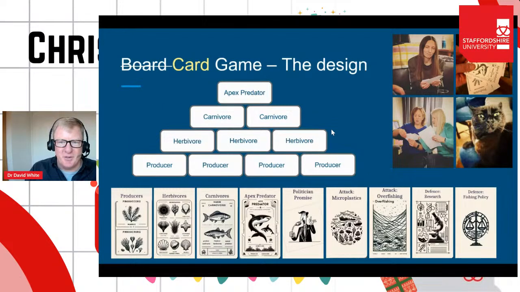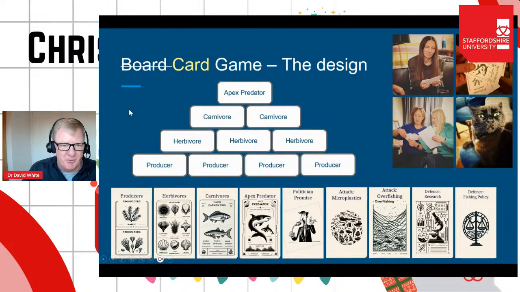So we had a card game, and we actually had a play test night as well. We designed some cards, and the idea is that you can work in teams, with teams competing against each other, or you can work as an individual. And these teams or individuals have to create their own ecosystem.